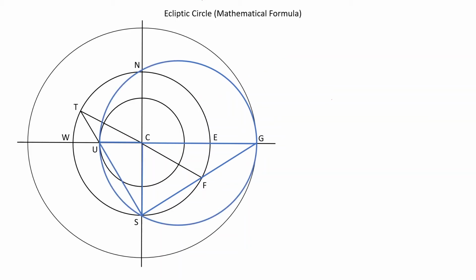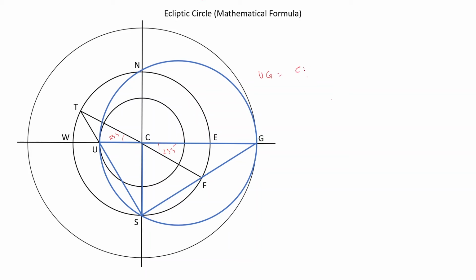Now let's find the mathematical formula. The formula to find the diameter of the ecliptic circle is the same as the formula to find the radius of the circle of the Tropic of Cancer and the Tropic of Capricorn. Please refer to the video on climate circles.